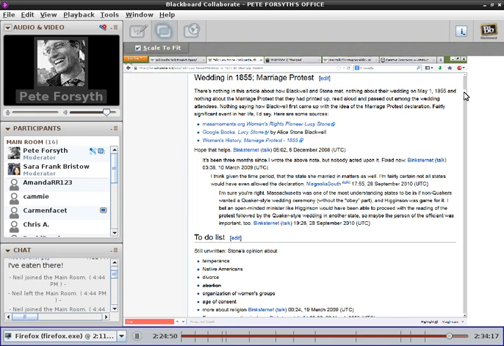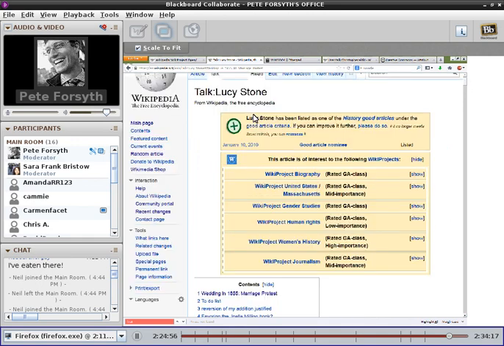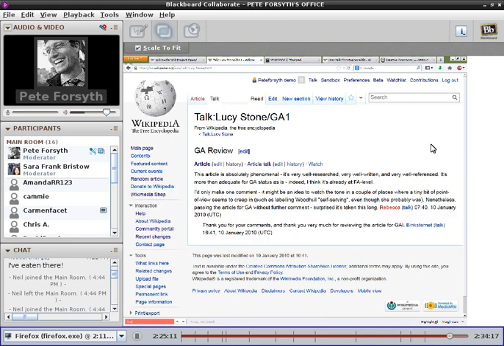Yeah, so one thing I'm interested to look for, because we see that it was listed as a good article, it might be interesting to look if we click on this good article nominee link in the beige box at the top. That will take us usually to a rather detailed discussion. In this case, the person reviewing the article said this article is absolutely phenomenal.